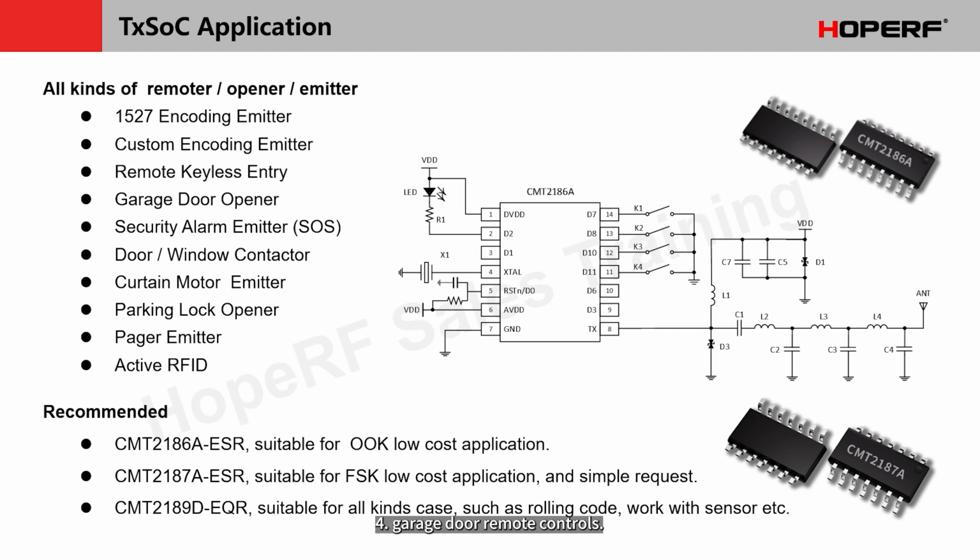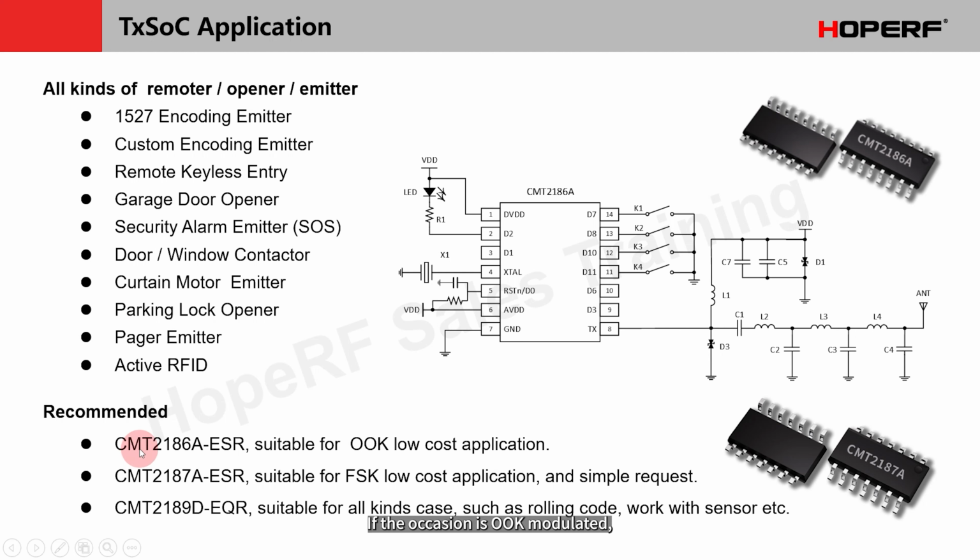4. Garage door remote controls. 5. Transmitters in security systems, such as SOS emergency call devices. 6. Door magnet and window detection in security systems. 7. Remote controls for two-wheeled vehicles, electric bikes or motorcycles. 8. Transmitters of pagers. 9. And also active RFID. For the various remote controls, transmitters, and lock openers mentioned above, we recommend the following products.